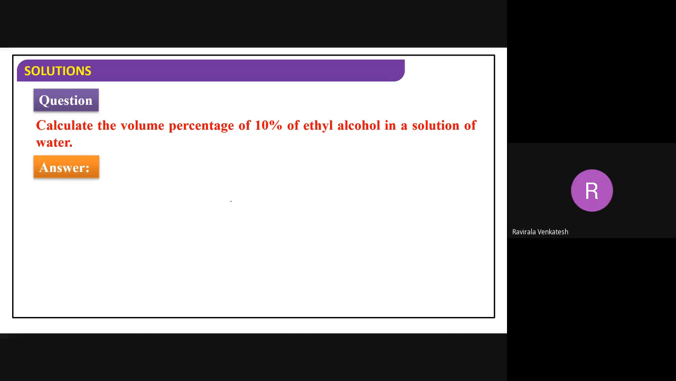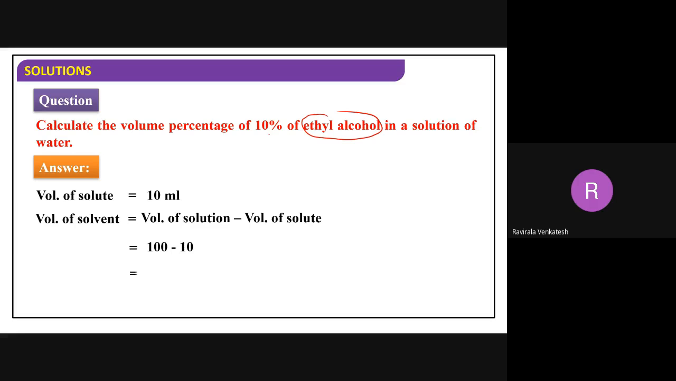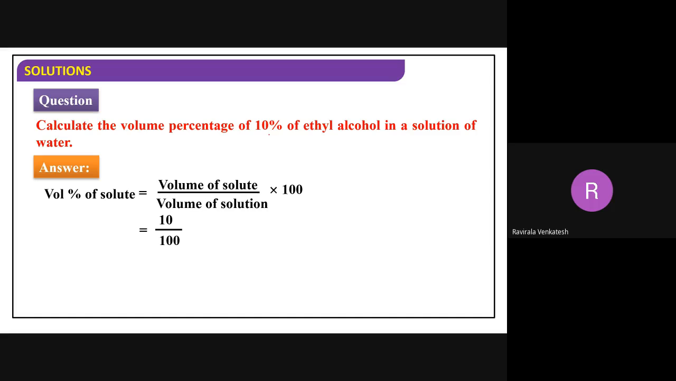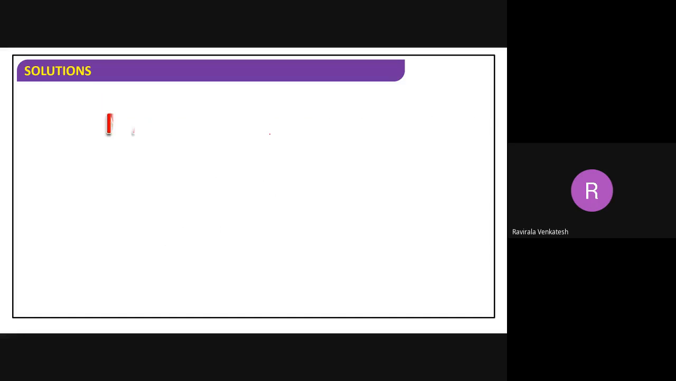Calculate the volume percentage of 10% of ethyl alcohol in a solution of water. What will be the volume percentage? What is the volume of ethyl alcohol? Very simple, I think. What is the volume of the solute? 10 ml. Solvent will be 90 ml.